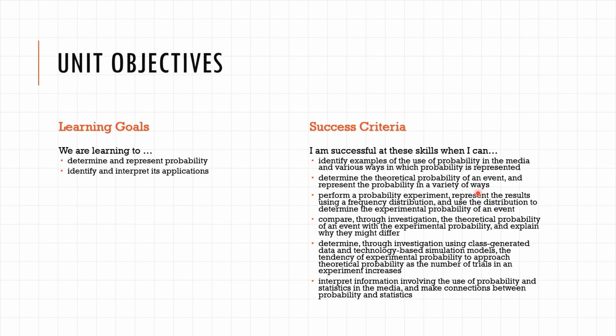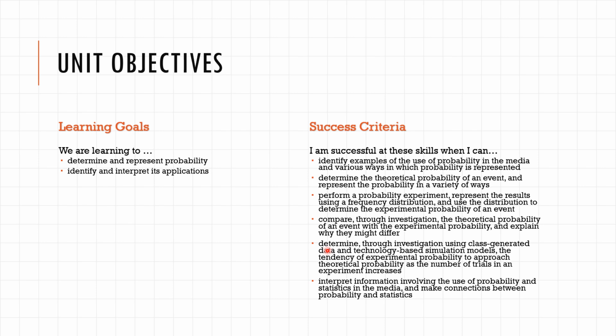When you can identify examples of the use of probability in the media and various ways in which that probability is represented, when you can determine something called the theoretical probability of an event, and when you can represent that in all sorts of ways, when you can perform a probability experiment, then take the results, represent them with a frequency distribution, and then use that to determine what is the experimental probability of that event. When you can compare, using an investigation, the theoretical probability with that experimental probability, and you can explain to anybody why those would be different. What's the difference between theoretical and experimental probability?